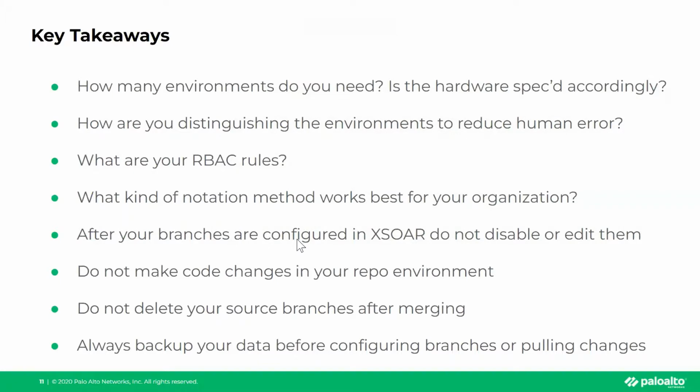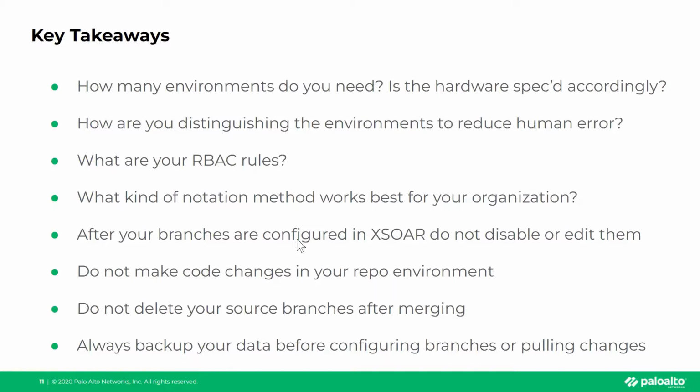So what you want to decide if you're going to do this is how many environments do you need, and is the hardware spec'd accordingly. So if you just want to stick with a dev and production environment and you want to skip the UAT, that's perfectly okay, but you need at least the 2 environments. How are you distinguishing the environments to reduce human error? Are you adding in icons? What are your RBAC rules? So again, as you saw, I logged in as admin across all of the environments and then logged out and had a tester and then a production analyst.